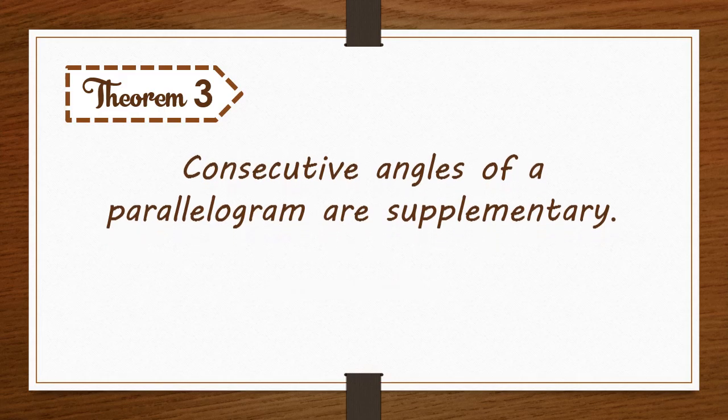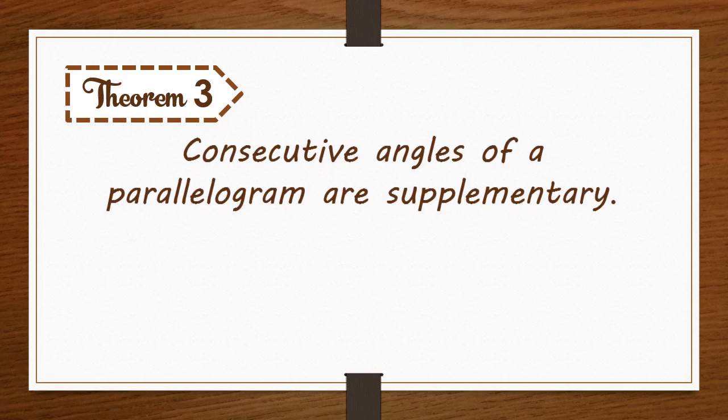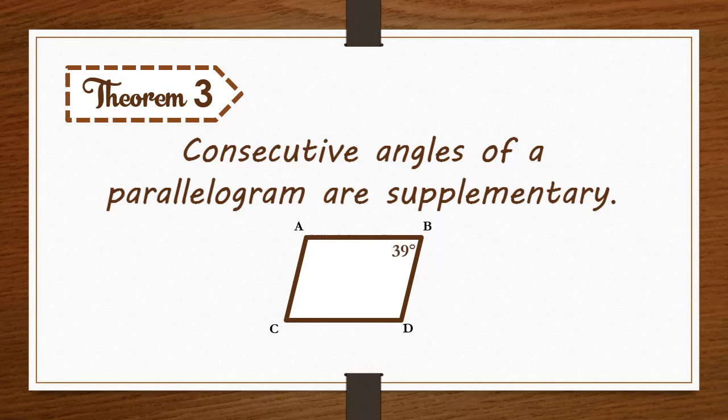So for example, we have here still the illustration parallelogram ABCD. If the measure of angle B is equal to 39 degrees, by theorem 3, which states that consecutive angles of a parallelogram are supplementary, we have angles A and D as the consecutive angles of angle B, meaning angle A measures 141 degrees and at the same time angle D also measures 141 degrees.